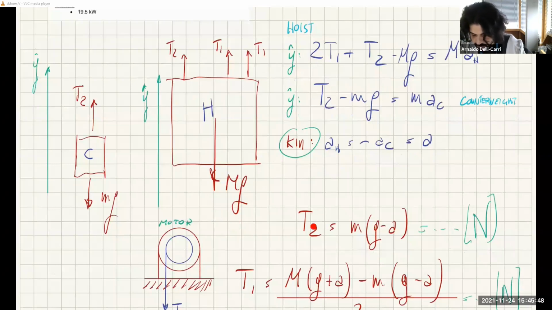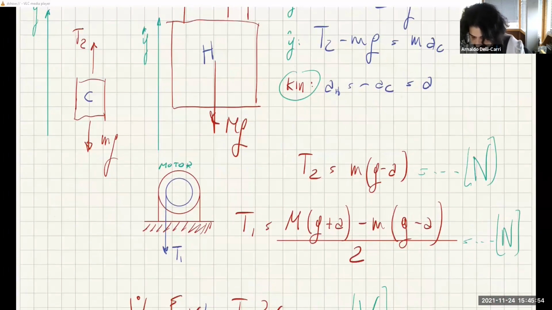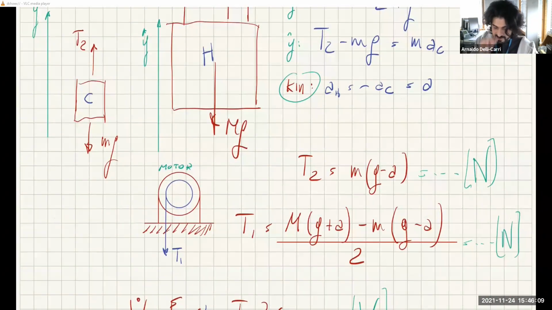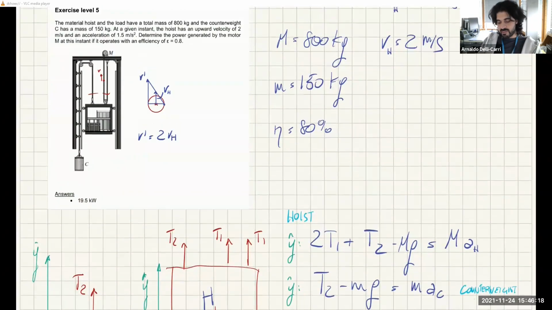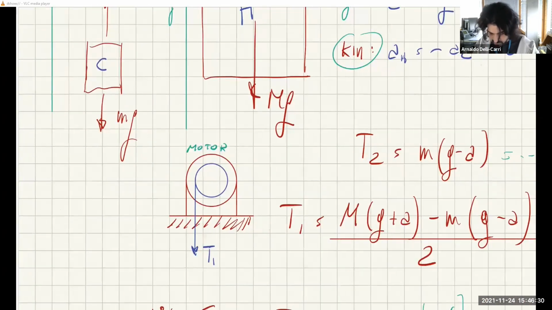It's a certain value in Newtons. Now that I know T2, I can put it here and just find T1, which is another certain value in Newtons. Now what's left is we want to find the power generated by the motor M at this instant if it operates with a certain efficiency. Now, the motor looks like this. The free body diagram of the motor is not required, but it's very useful to see what forces are acting on the motor. Basically, the motor is generating the tension in this cable.